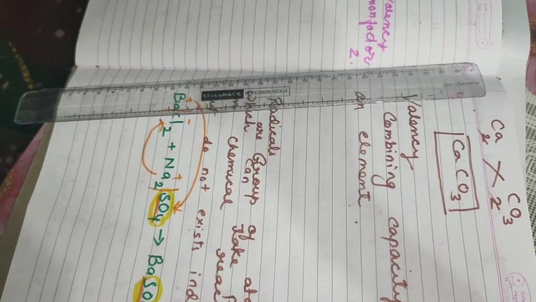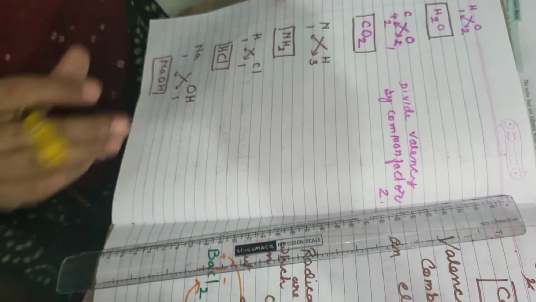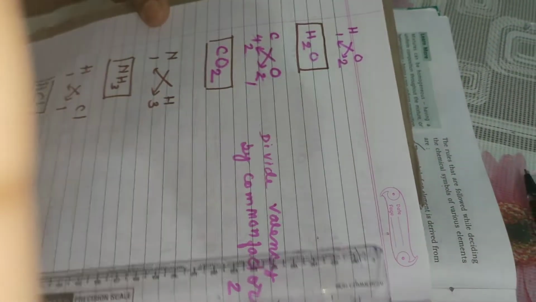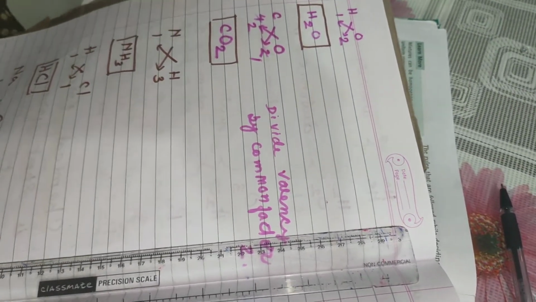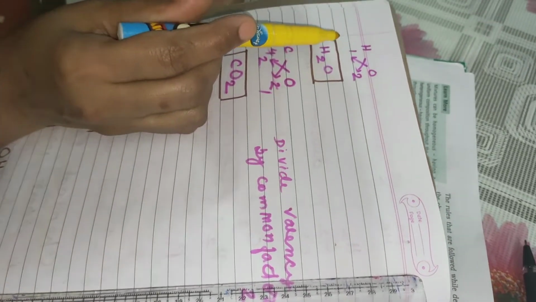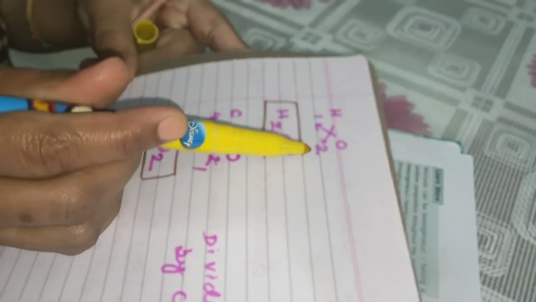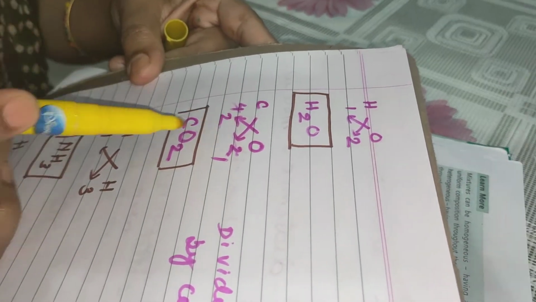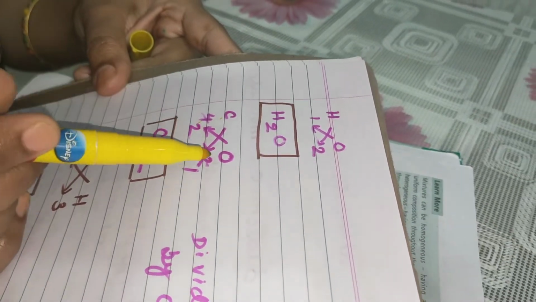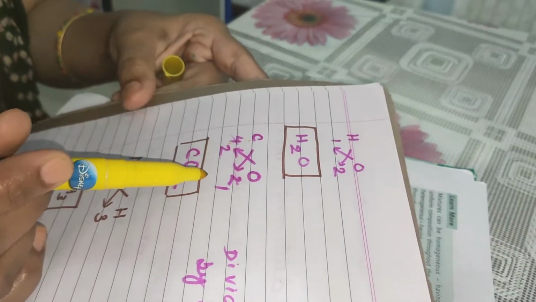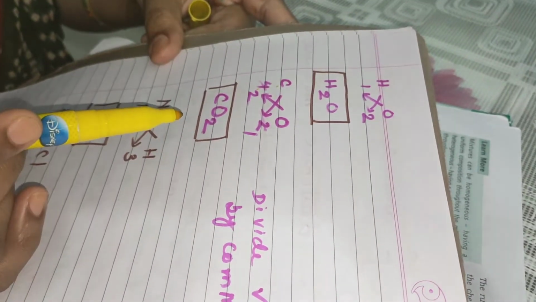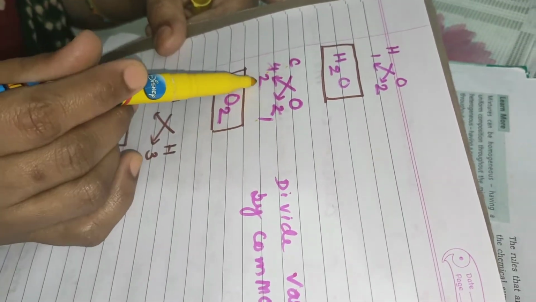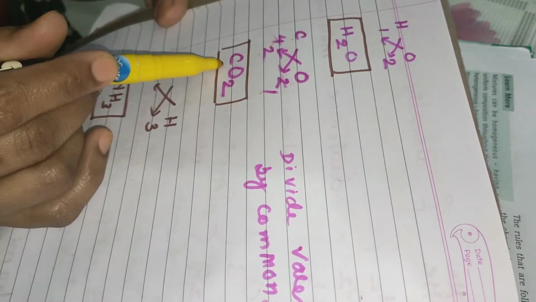If we want to write down the chemical formula of water, you see here, hydrogen has valency 1, oxygen 2. So crisscross, it will be H2O. Carbon dioxide: carbon valency 4, oxygen 2. Now, you know that we divide the valency by the common factor. 2 ones are 2, 2 twos are 4. So it will be CO2.